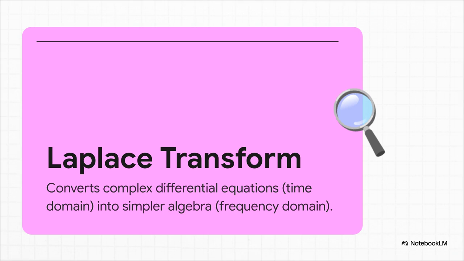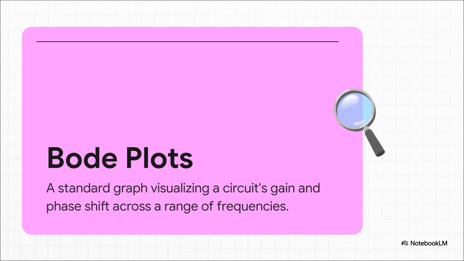It's a lifesaver. And if Laplace is the decoder, then the Bode plot is the treasure map. It's a standard chart that shows you, at a glance, exactly how a circuit behaves at every single frequency. You can see what it amplifies, what it blocks, and how it shifts signals. It's the visual signature for any filter or amplifier.